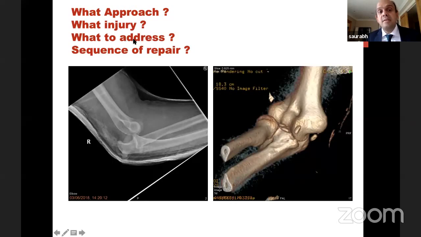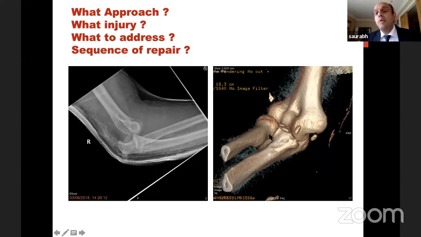What to address? That's a bit tricky in this case. I'm not going to say anything at the moment to avoid confusion. We'll see the next slide first. Sequence of repair. Again, we know the sequence. We do the coronoid or capsule first. Radial head second. The radial head doesn't need anything done here. Lateral ligament third. And then MCL if needed.